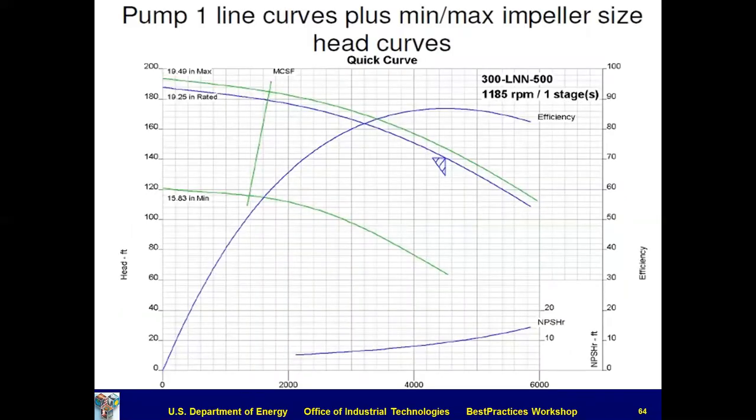I think this is a Flowserve pump. It was a Worthington, and Flowserve bought out Worthington. But anyway, what you see here is three different pump curves.